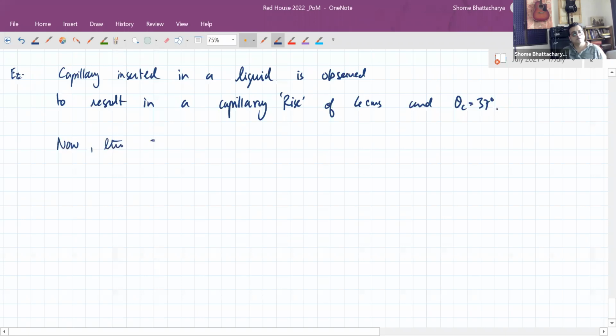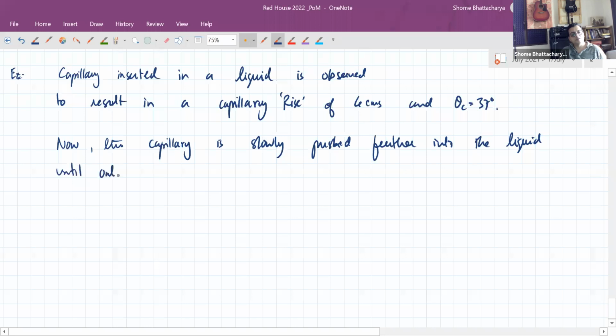Now the capillary is slowly pushed further into the liquid until only 3 centimeters of it is above the surface. Determine the shape of the meniscus.